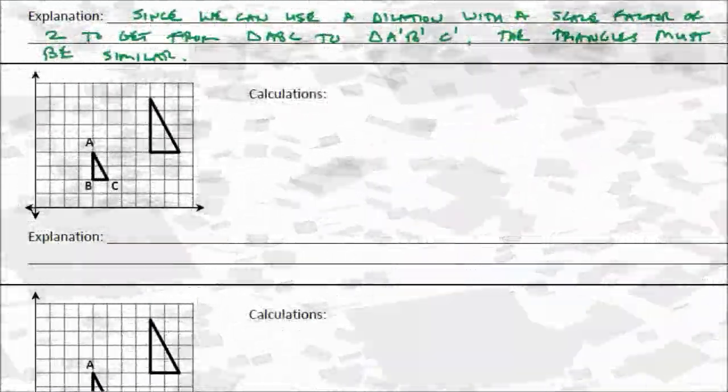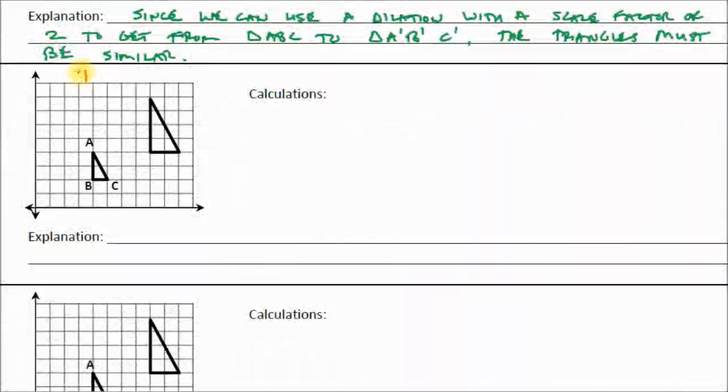Our third way we can use is trigonometry. I'm going to label this again, A prime, B prime, C prime. Trigonometry tells us if our trig ratios are equal, then our two triangles must be similar. Let's check them out. Let's just use A and A prime as our reference angle.